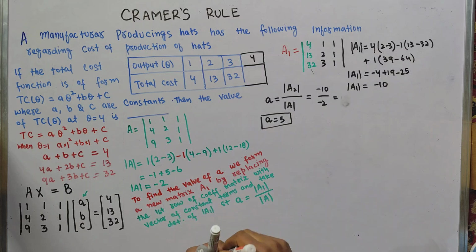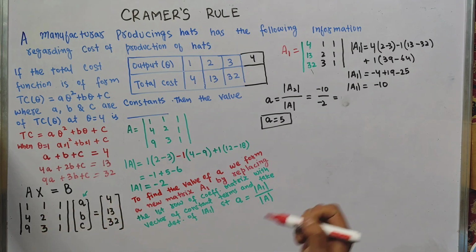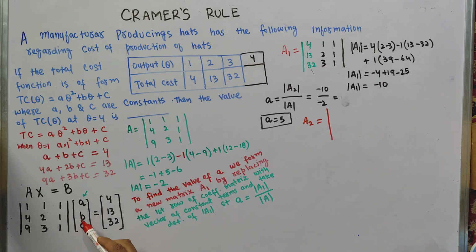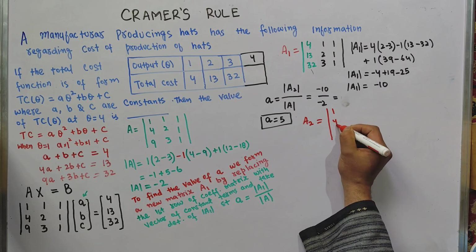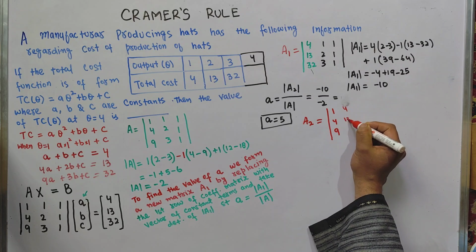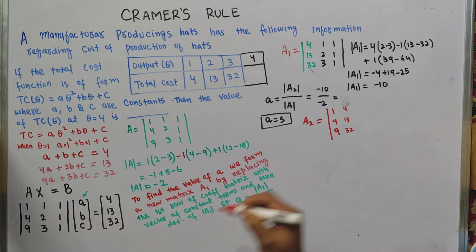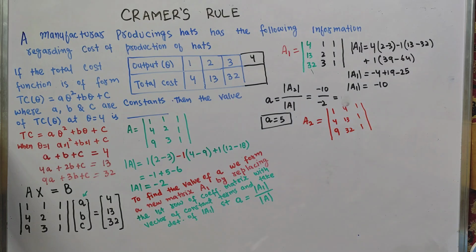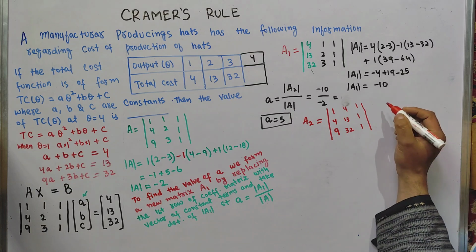Now in the same manner, to find the value of B, we replace the second column of the coefficient matrix with the vector of constant terms and form a new matrix A2. So the first column is 1, 4, 9, and in place of 1, 2, 3, we write 4, 13, 32, and then we have 1, 1, 1. Then we take the determinant of A2.